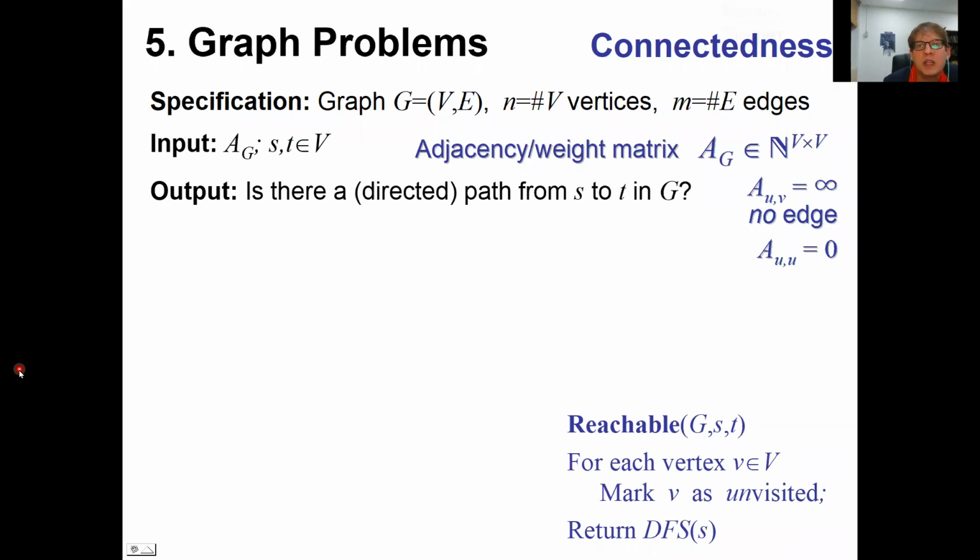On Thursday we'll discuss the all shortest path problem, not just one path from S to T, but the shortest path, and furthermore, shortest paths between all pairs of vertices. So that's all for today.